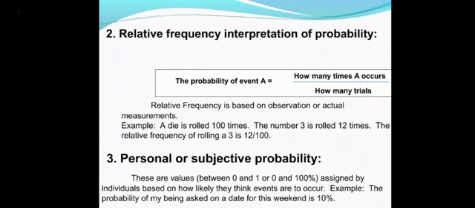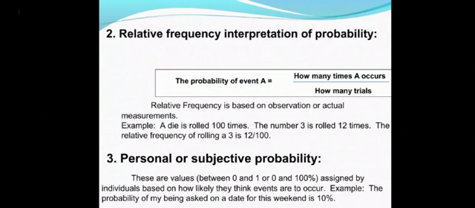Next, the relative frequency interpretation of probability. For a general function, the probability of event A is how many times A occurred divided by how many trials there were. The relative frequency is based on observation or actual measurements. For example, a die is rolled 100 times and the number 3 comes up 12 times. The relative frequency of rolling a 3 is 12 divided by 100.